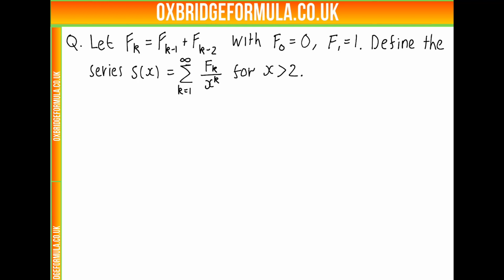And given this, we define the series S(x) to be the sum from k equals 1 to infinity of f_k over x to the k, for x greater than 2. And given all this, we're asked to show that S(x) is in fact x over x squared minus x minus 1.